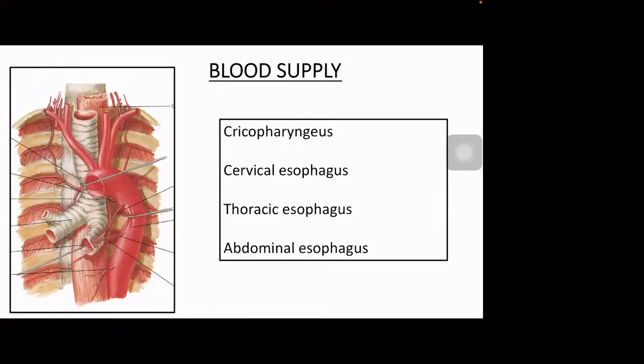So basically, the thoracic esophagus gets its blood supply from the major vessels around it: direct branches from the aorta, some branches from the bronchial arteries, some descending from the inferior thyroid, some ascending from the inferior phrenic, and some from the intercostal arteries. The abdominal esophagus is supplied by the inferior phrenic arteries and also by the left gastric and short gastric arteries.